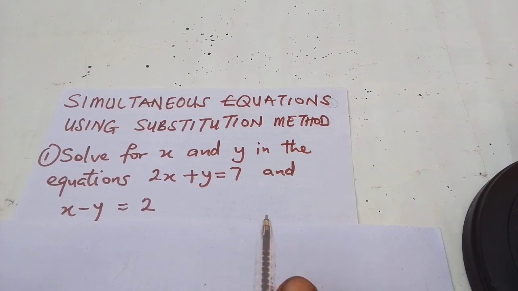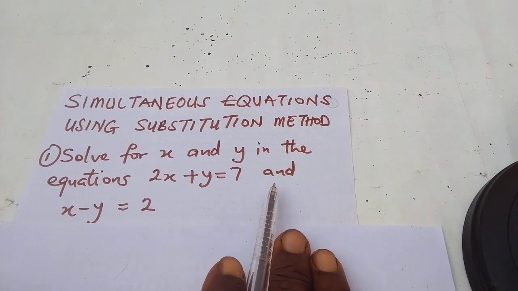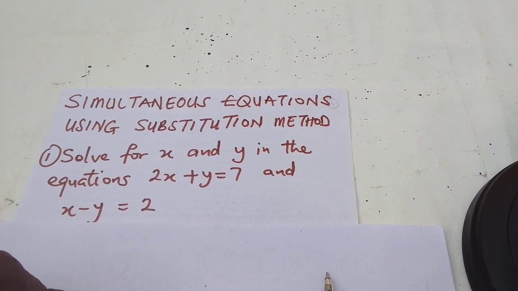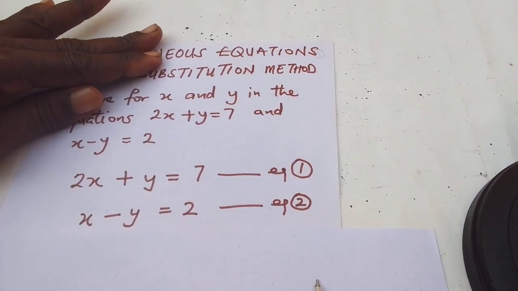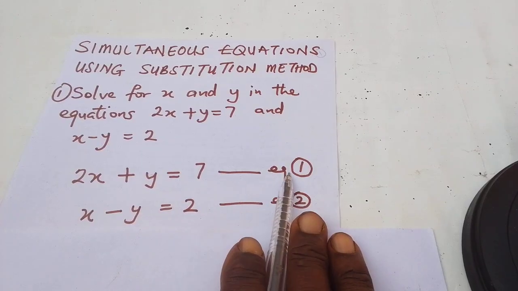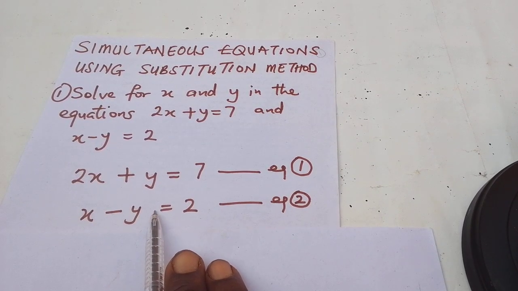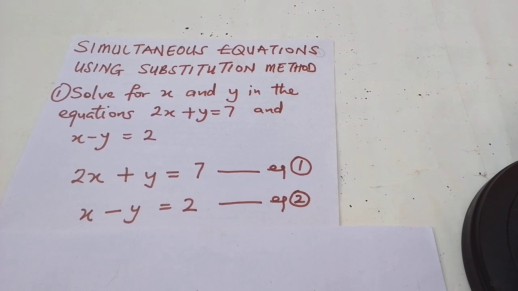Solve for x and y in the equations 2x plus y equals 7 and x minus y is equal to 2. So you are having two equations here. You are told to look for the value of x and y. First of all, you realize that you are having two equations: 2x plus y is equal to 7, this is equation 1, and the second equation, x minus y is equal to 2, this is equation 2.